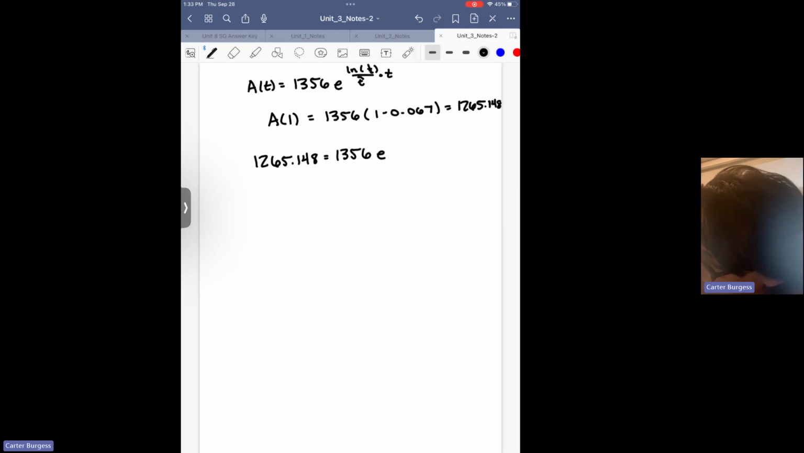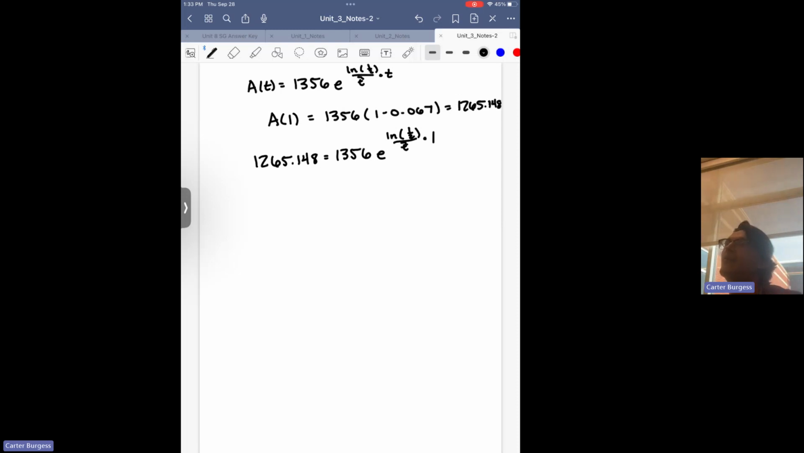1356 times e to the ln of 1/2 over t hat times, in this case, we know our t value here, it's just 1. When t is equal to 1, our output is this particular output that we see. That's fantastic. And so all we're doing here is solving for that little t hat that's underneath. This would be like solving for r, but we don't even need to really solve for r. We're just solving for that little t hat there.